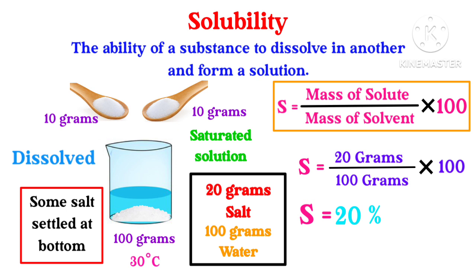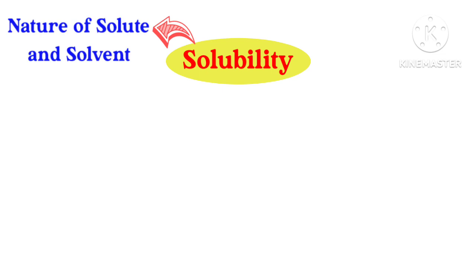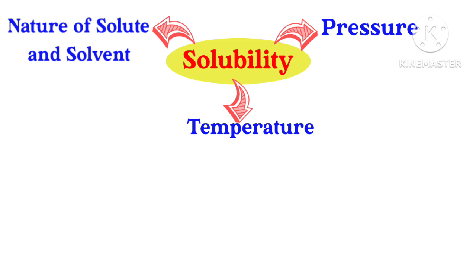Here, if we increase the temperature of water, the solubility of salt will increase. Thus remember that solubility means how many grams of solute is dissolved in 100 grams of solvent at a particular temperature. Now let's see that solubility depends upon three factors: nature of solute and solvent, pressure and temperature.